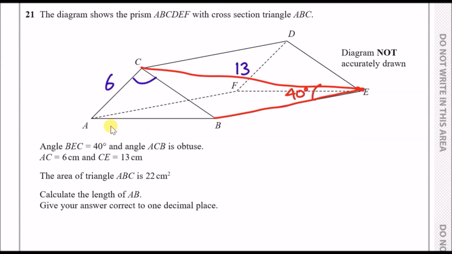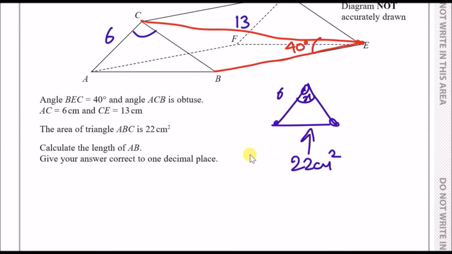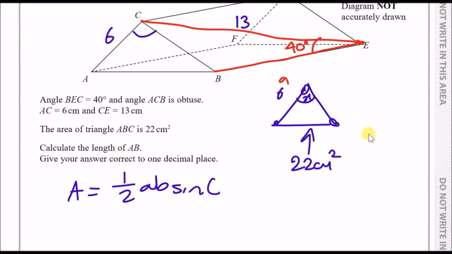Finally, they tell us that the area of triangle ABC, so the front face, equals 22 centimeters squared. So what I'll do is firstly copy this triangle out and relabel it here. So you've got 6 over here, you've got an unknown angle here, which is obtuse, and we're going to call that x. And we know that the total area of the triangle is 22 centimeters squared. Now, one way to find the area of a triangle is to use the general formula, which is always half ab sine C. We can think of a and b as two lengths next to each other with an angle C between. So if I relabel this triangle, A is on the left, B on the right, and a big angle C in the middle.